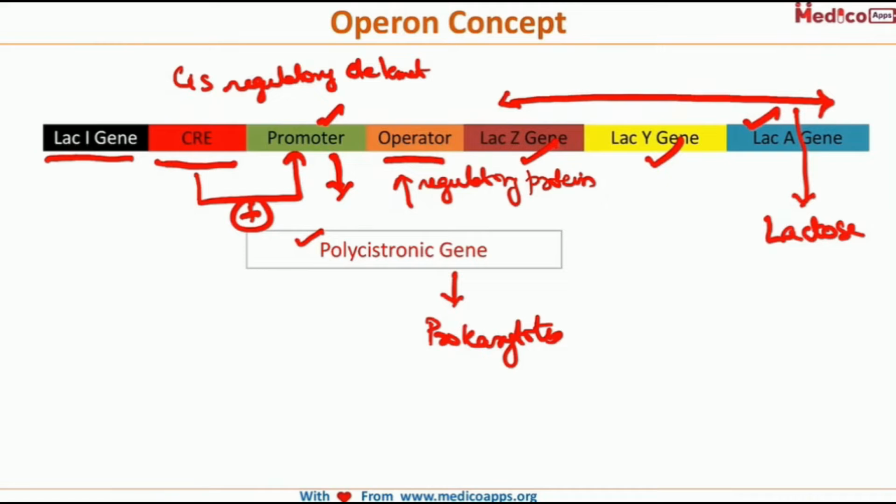So it's like a switchboard. So imagine a switchboard where one switch can open your light, can open your fan and can open your refrigerator, right? So this is a concept of polycistronic gene. In eukaryotes we have got monocistronic gene. Monocistronic genes means each gene will have its own promoter sequence. So tubelite will have its own switch which can be on and off. Then fan will have its own switch which can be on and off. Refrigerator will have its own switch on and off. So this is a very important concept of polycistronic gene as well as monocistronic gene.